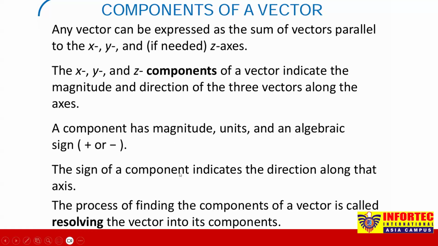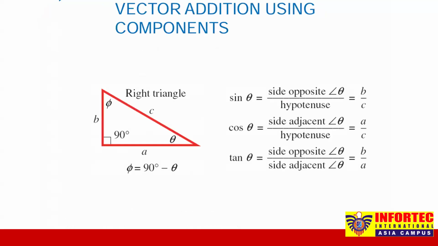The sign of the component indicates the direction along the axis. A minus sign means the direction is opposite. The process of finding the components of a vector is called resolving the vector into components. Then we can do vector addition using the components.